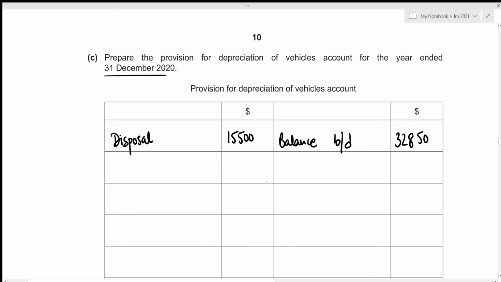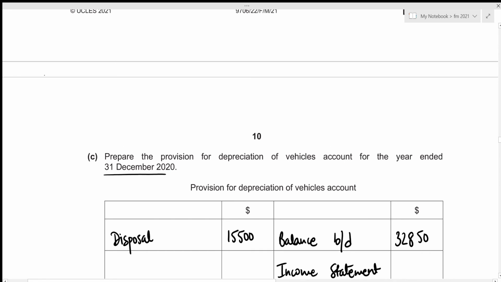The next step would be to add this year's depreciation charge. We know that the depreciation charge is recorded on the income statement, and this is to be added. So obviously this needs to be recorded on the credit side under the heading of income statement. Okay, so we need to figure out the depreciation charge for this year. Now, we know that vehicle A was used for the months of January and February. So let's figure out the total depreciation charge.